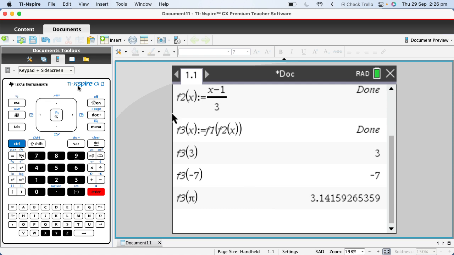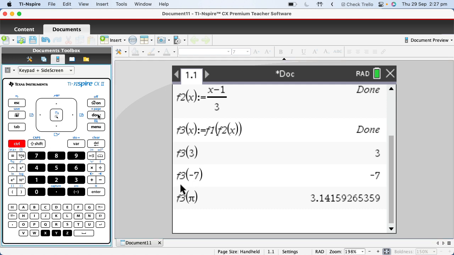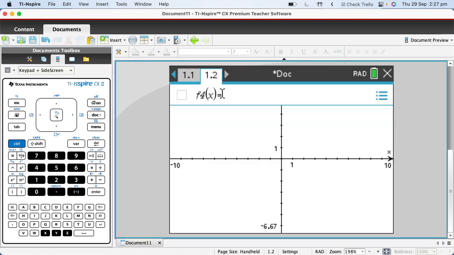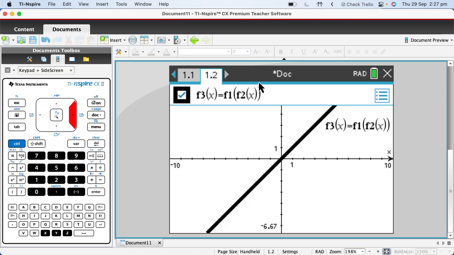Okay. The other thing I just wanted to point out is that functions that you define here are in the graph page. So if I add a new page, add a graph, and I put in f3 of x, that's what you would expect to get. If you create a function which is the composite of a function and its inverse, you should 100% get a diagonal line just like this. That's basically one of the properties of an inverse function. That's all I wanted to say on that. Any questions?